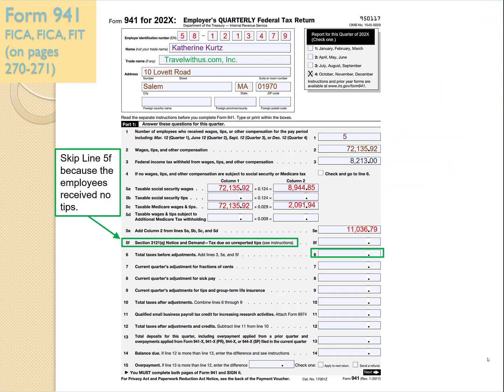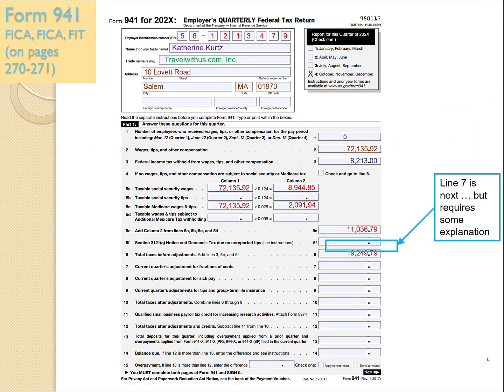Line 6, total taxes before adjustments. It says to add lines 3, 5E, and 5F. $19,249.79. So what box 6 represents, it's the total tax that's due before adjustments. So what taxes does this 941 calculate? FICA, FICA, FIT. FICA for the employee, FICA for the employer, and then the FIT. So the employer owes $19,249.79 before any adjustments.